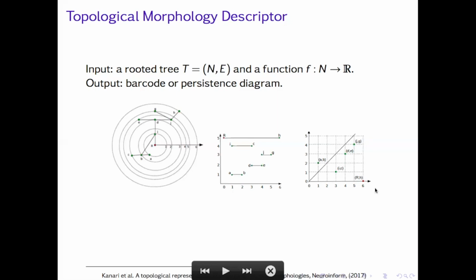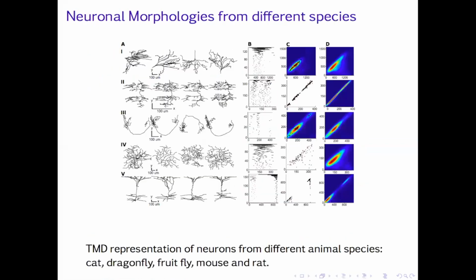Here is a slightly different representation of the persistence barcode. It's a persistence diagram where each bar is represented by a point in the plane with coordinates the birth and the death of the bar. So this algorithm was designed by Lida to study neurons, so neuronal cells, and it worked very well.